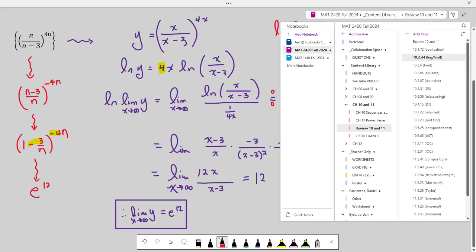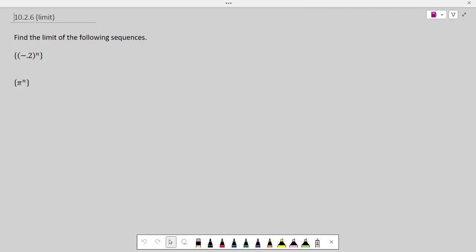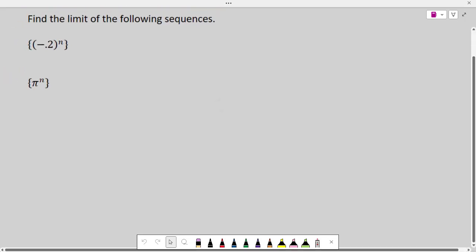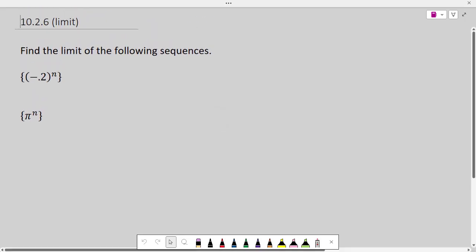Let's take a look at this limit. The limit of negative 0.2 to the n as n goes to infinity. What's that equal? 0. Everyone agree?